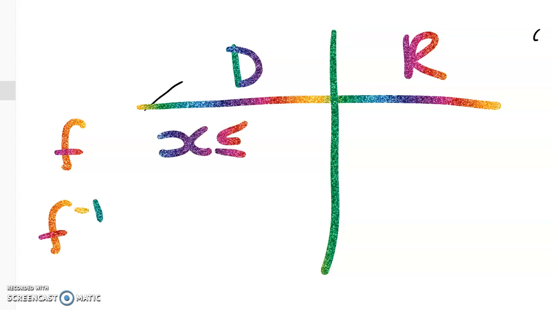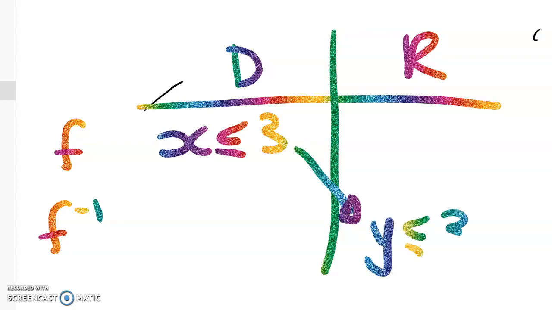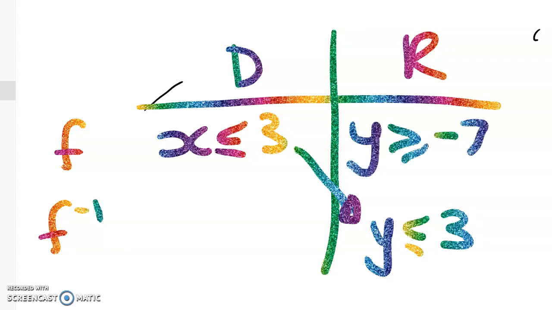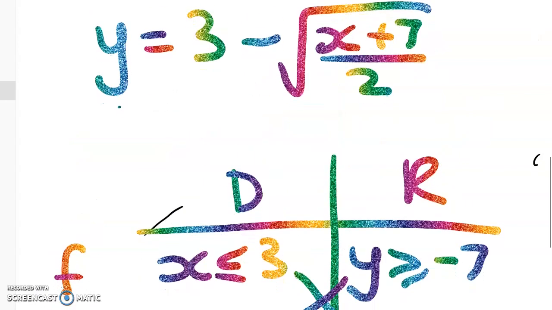Maybe you are. So my domain here was x less than or equal to 3. That becomes my range. So now in the inverse, y will be less than or equal to 3. Here, my range for f was y is greater than or equal to negative 7, and that becomes my new domain. And you can see that in the function, right?